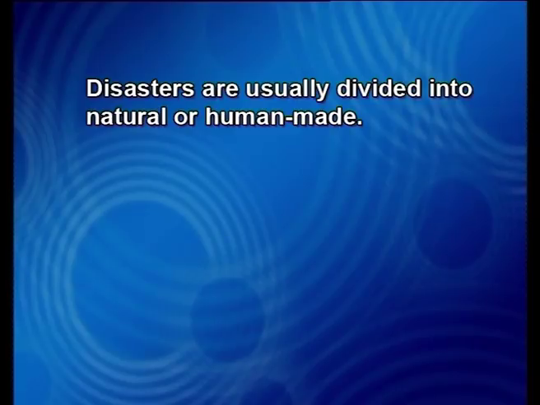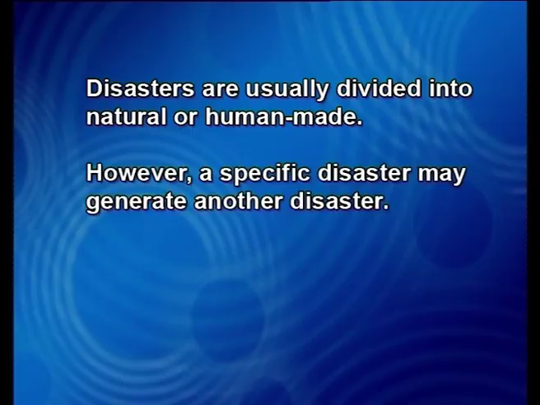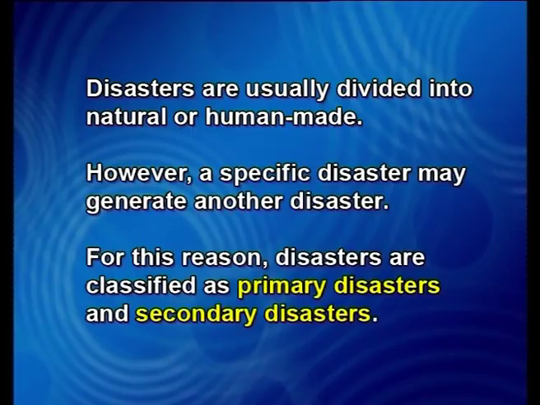Disasters are usually divided into natural and human-made or man-made. However, a specific disaster may generate another disaster. For this reason, disasters are classified as primary disasters and secondary disasters. The initial disaster is called the primary disaster and the subsequent disaster is called the secondary disaster. That increases the impact. Such occurrences are called complex disasters.